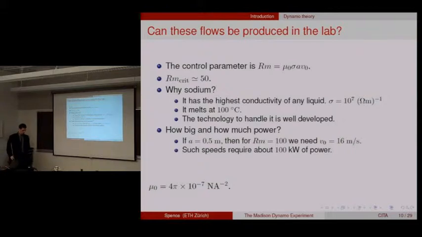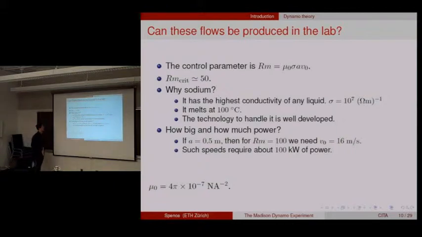And the reason for that is mostly because of this first reason here. It has the highest conductivity of any liquid metal. And this makes it, obviously, the best candidate for maximizing our magnetic Reynolds number. It also melts at 100 Celsius. That is very reasonable by metal standards. If you're trying to melt liquid iron, you're going to be at like 1500 Celsius. That's really hard to do.